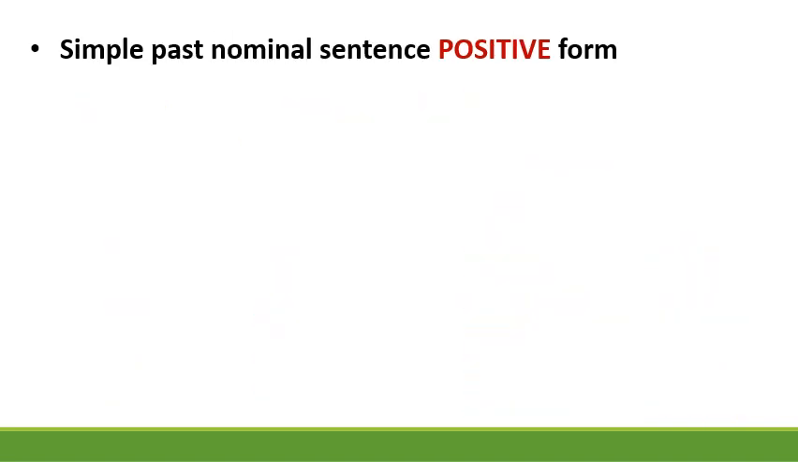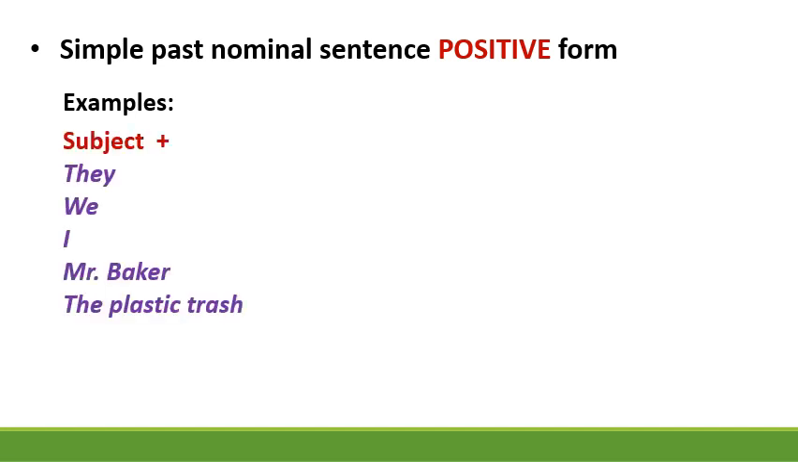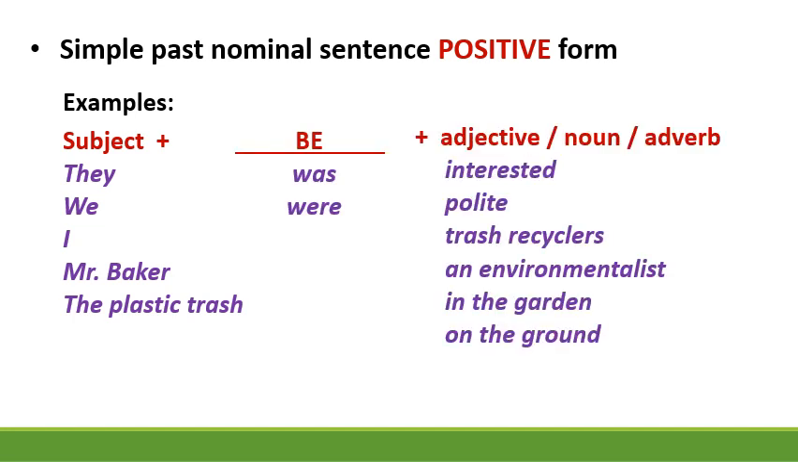Simple past nominal sentence, positive form. Examples. Subject: they, we, I, Mr. Baker, the plastic trash. Be: was, were. Adjective, noun, adverb: interested, polite, trash recyclers, an environmentalist, in the garden, on the ground.